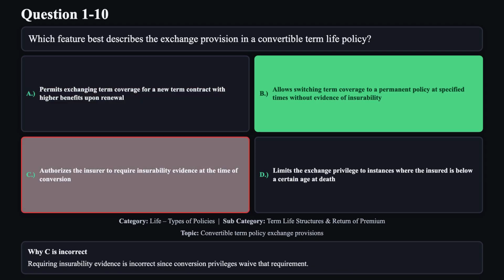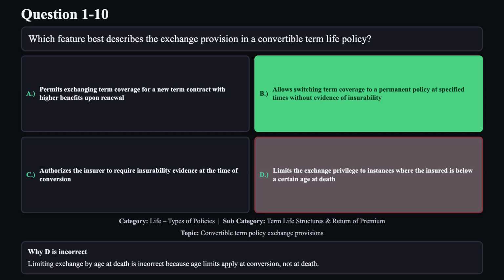Reason C is not correct. Requiring insurability evidence is incorrect since conversion privileges waive that requirement. Reason D is not correct. Limiting exchange by age at death is incorrect because age limits apply at conversion, not at death.